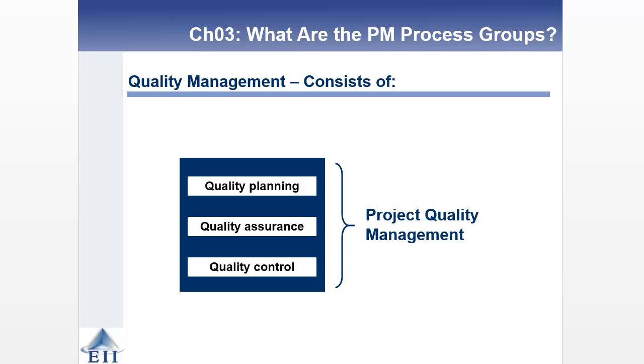Quality management really consists of 3 components: planning, assurance, and control. People sometimes get that assurance and control component confused, so be careful as you're working through this and looking at quality and these components. Well, let's dig into each of these 3.